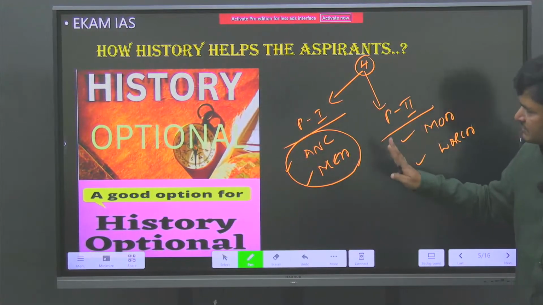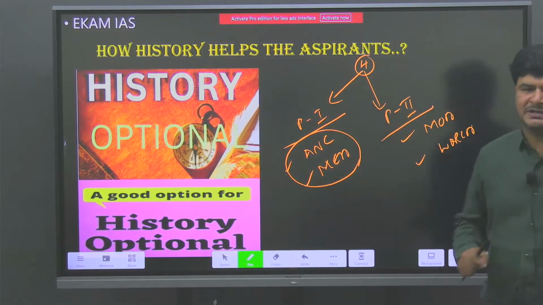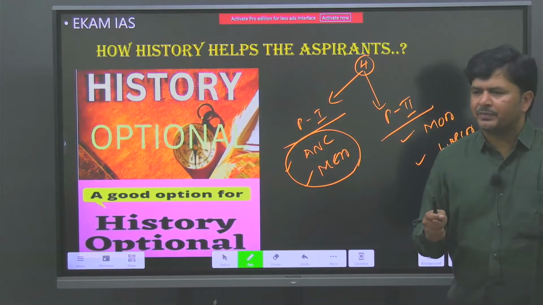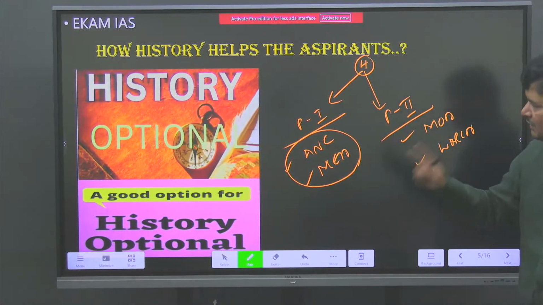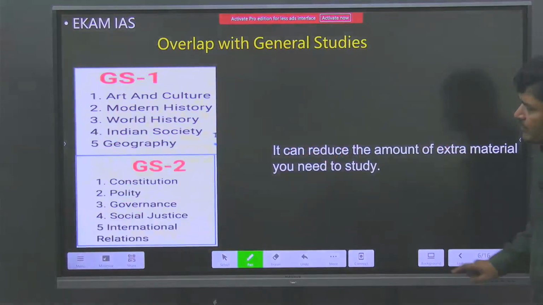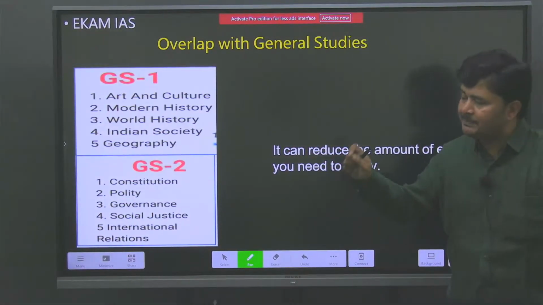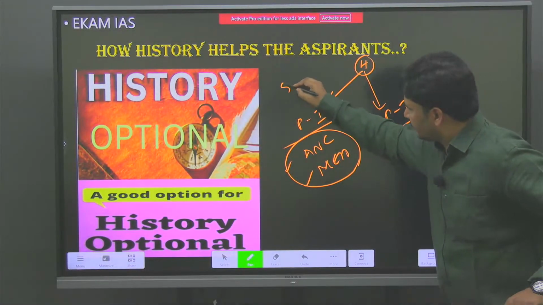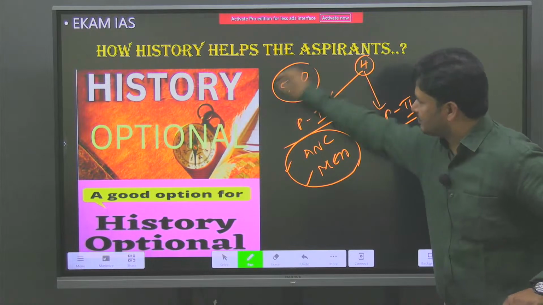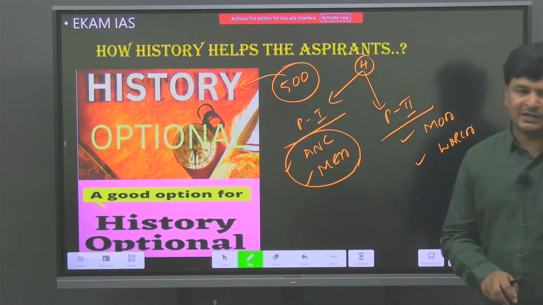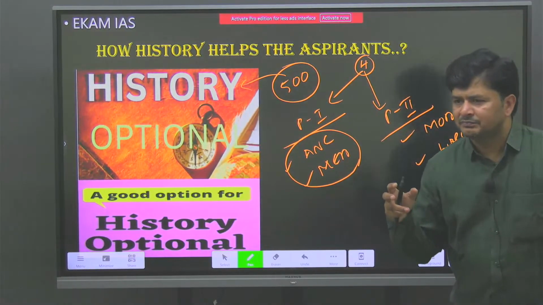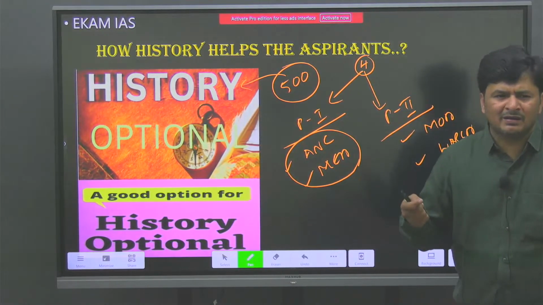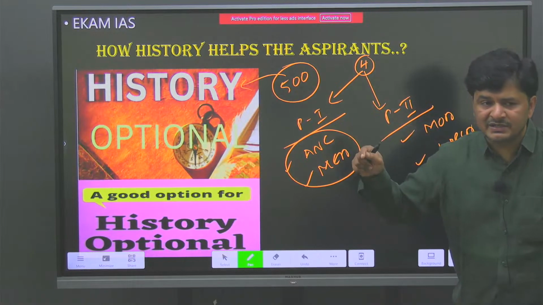Keeping aside the rumor, let us confine ourselves to history. Assume an aspirant opts for history as the optional. How is it going to help him or her? Let me tell you, the optional subject carries 500 marks. I need not tell you that 500 marks is a lion's share in UPSC. Each and every mark counts in general studies mains.